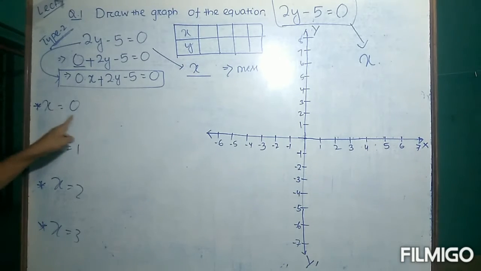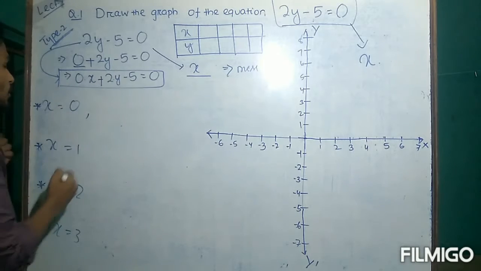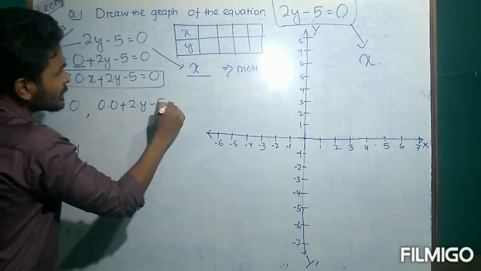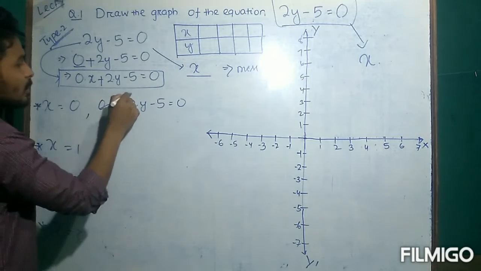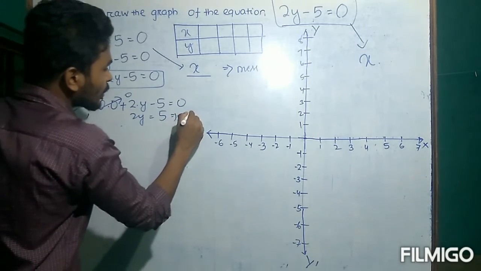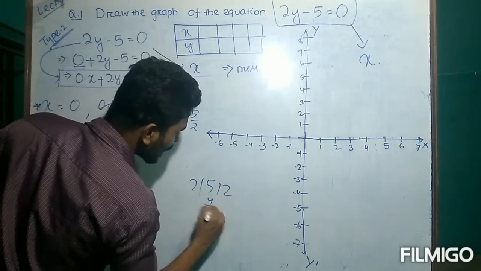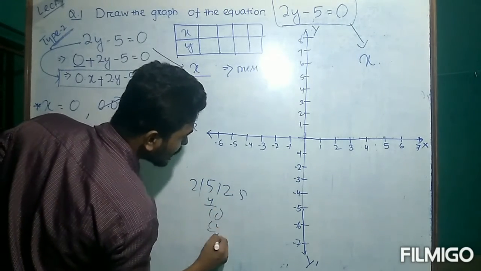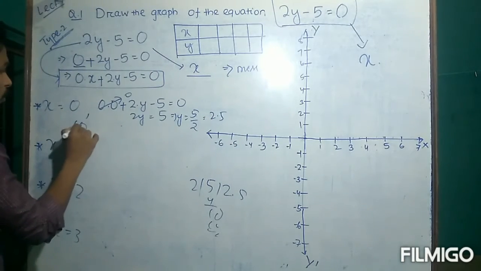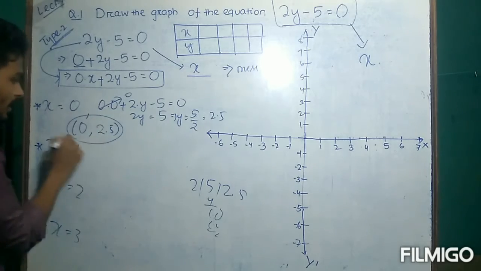First we take x to be 0 and substitute it in the original equation. The equation will be 0·0 + 2y - 5 = 0. So this becomes 0, and you get 2y = 5. Hence y = 5/2. 5/2 means what? 2.5. So the solution is (0, 2.5). Write the x coordinate first, then 2.5. Understood? This is the first one.